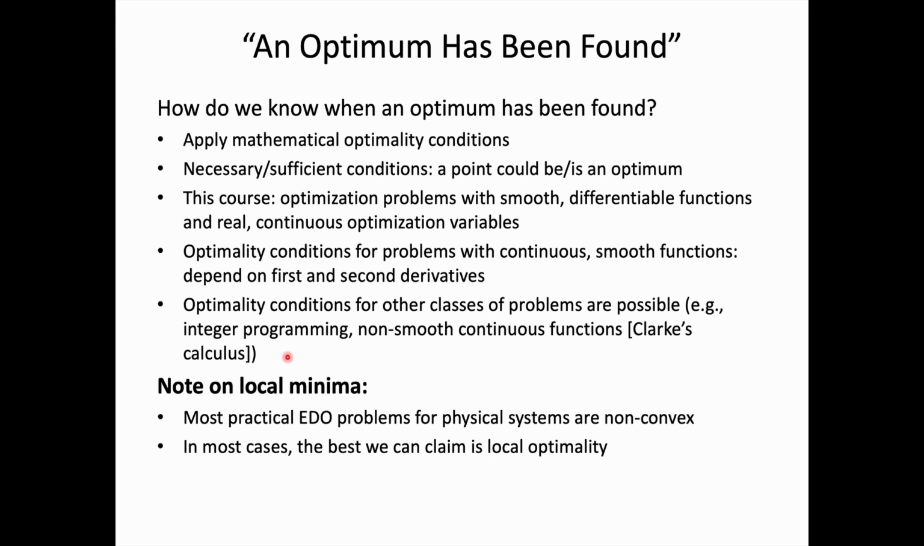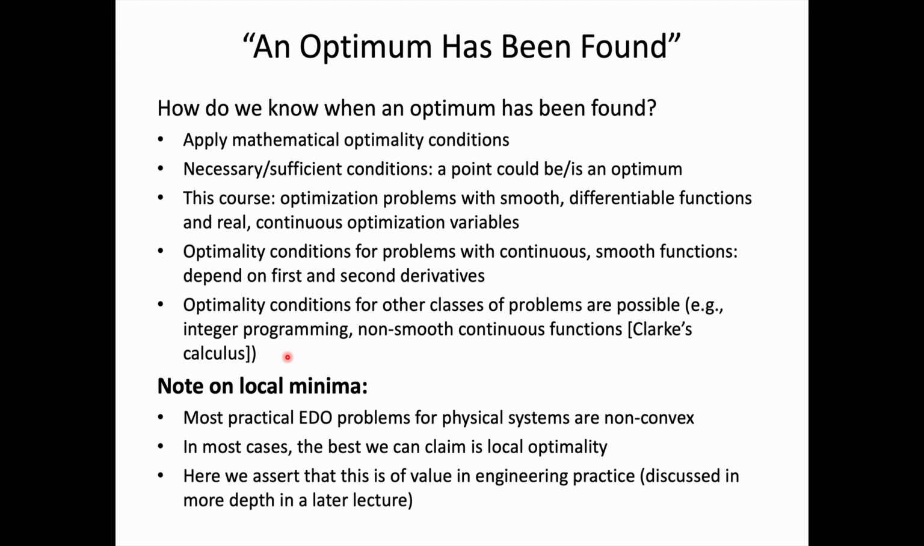Some people might wonder, why go through the effort if it's just a local optimum and not the global optimum? Here we're going to assert that finding a local minimum is actually of value in engineering practice. We are going to discuss this point a fair amount in a later lecture, but for right now, just proceed with the assumption that it is valuable to find a local minimum.